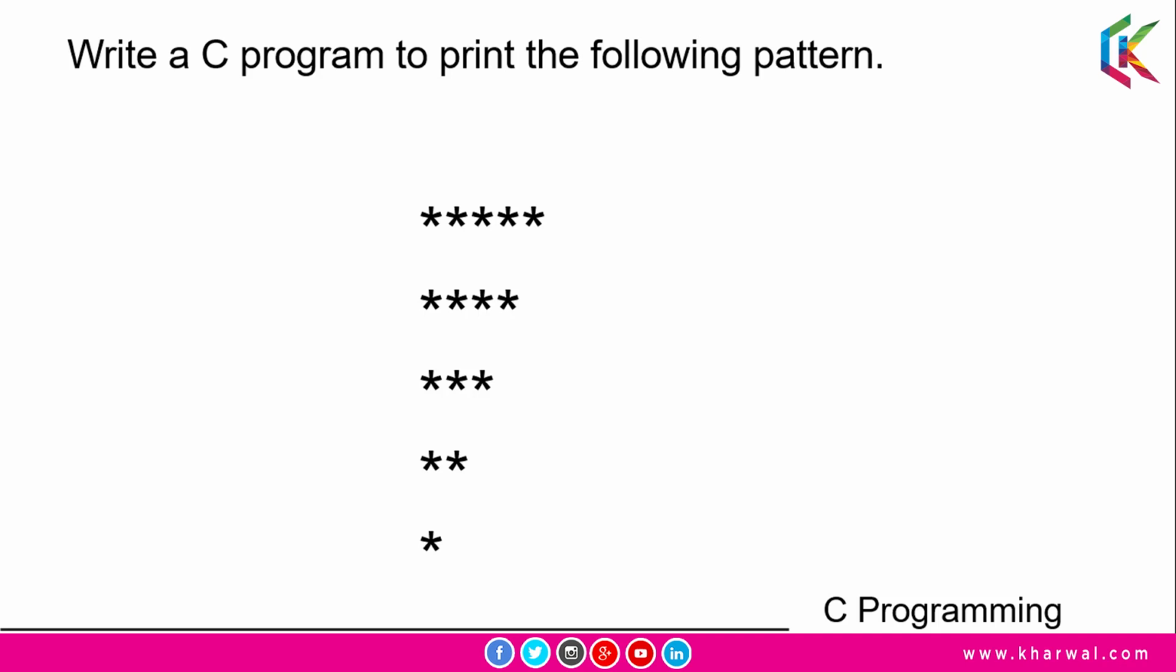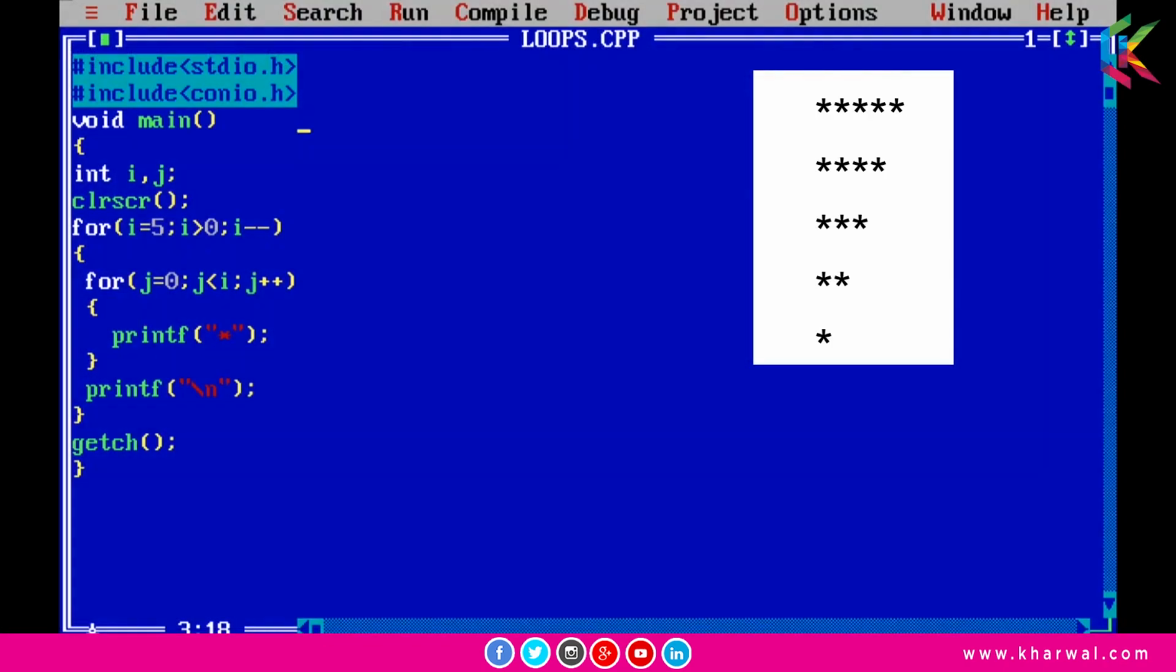Now guys, let me open up the Turbo C++ compiler where I will show you how I print this pattern in C programming. Guys, in this program we will print this pattern where there are 5 stars in the first row and 4 stars in the second row and 3 stars in the third row, and so on.